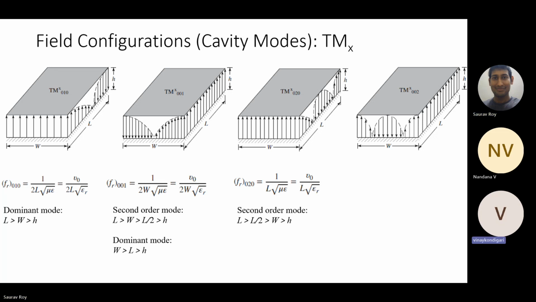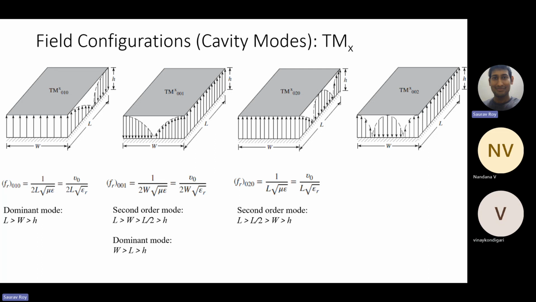Sir, my doubt is, if I design an antenna and it is resonating at multiple frequencies, first at 2 GHz, and later on at 4, and later on at 7, how do I take that? Which one is the dominant mode frequency?